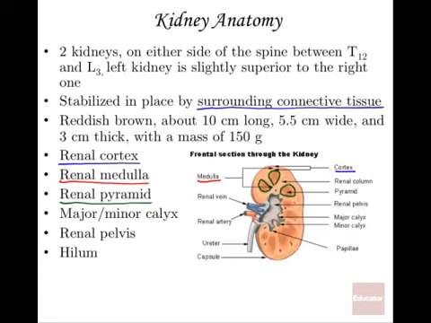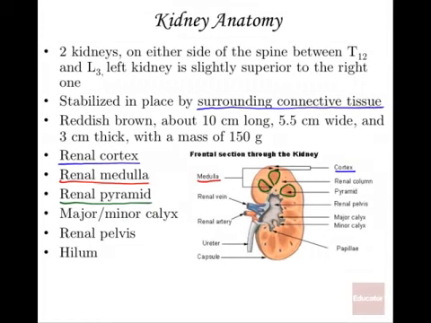And this is, of course, a cross-section, a frontal or coronal section through a kidney. From the outside, you would not see the pyramids or the medulla, so you'd have to cut into it to see them. And then you have these two areas. They're called calyces or calyxes, major and minor.